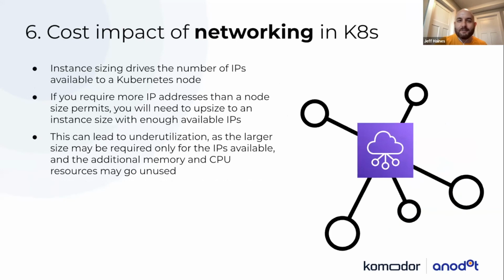Six, networking. When running cloud infrastructure, the number of IP addresses that can be attached to an instance or VM is driven by the size of the instance that you've chosen. In cases where you need more IPs than a particular instance size offers, you may have to upsize to an instance size with a large enough IP address offering. Scaling from a large to an X large instance to gain additional IPs could cost you double, and the node's additional CPU and memory resources would likely go underutilized.